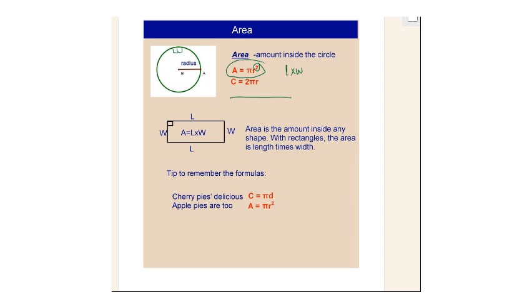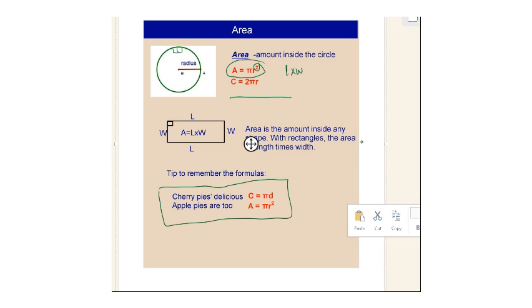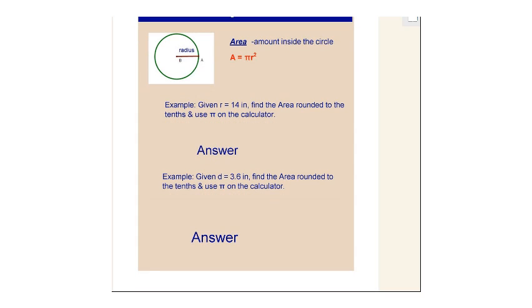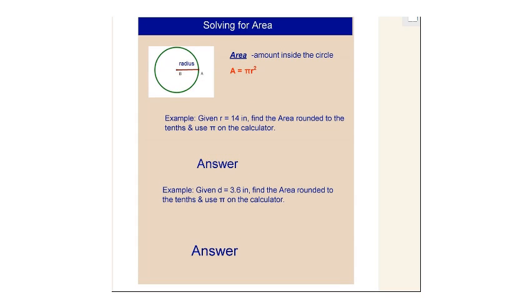So if you want to use a different way to keep these straight, you can use memorization, and there's this cute little saying. And here the formula for circumference that's being used is pi times d. So you can think of it as cherry pies delicious for circumference, and apple pies are 2 for area. Anyway, either way, there's a couple of different ways to memorize the formulas. The important thing is to remember that area is how many squares is inside a figure. So with area, you have to know what the radius is in order to find the area.